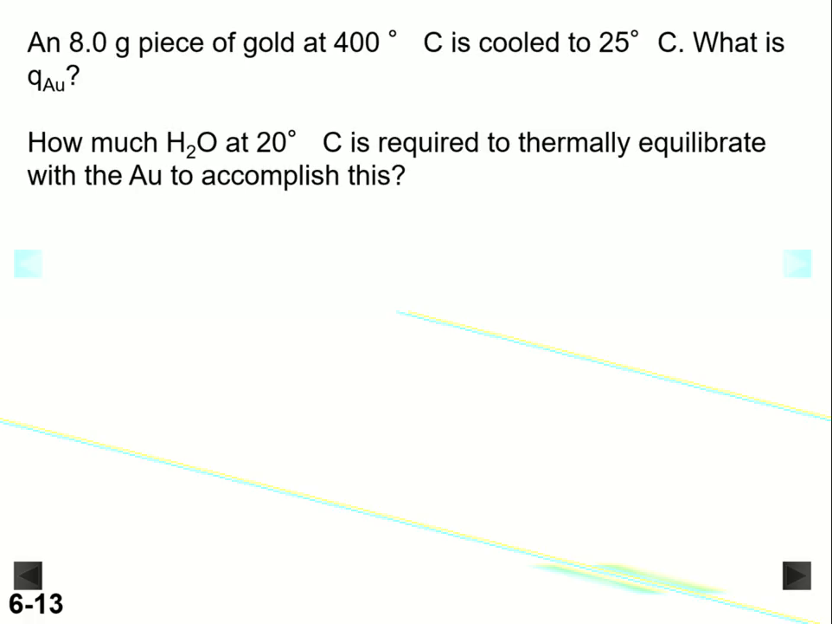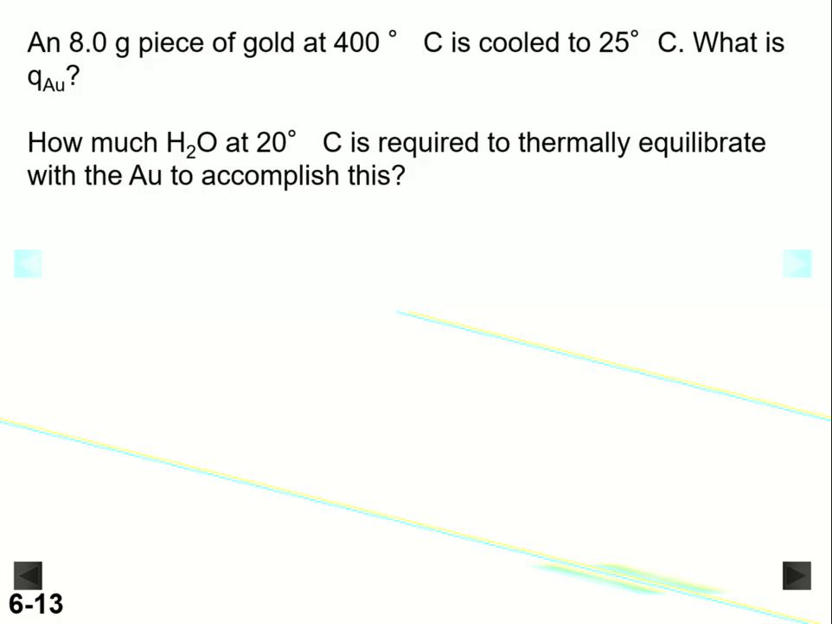Now let's look at a problem addressing heat flow. In this case, we will look at a piece of metal that will cool down from a high temperature to room temperature. We have an 8-gram piece of gold at 400 degrees Celsius, which is cooled to 25 degrees Celsius. What is the heat flow in the gold system?